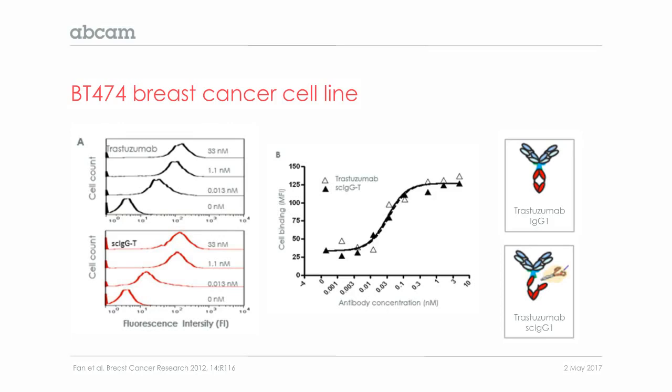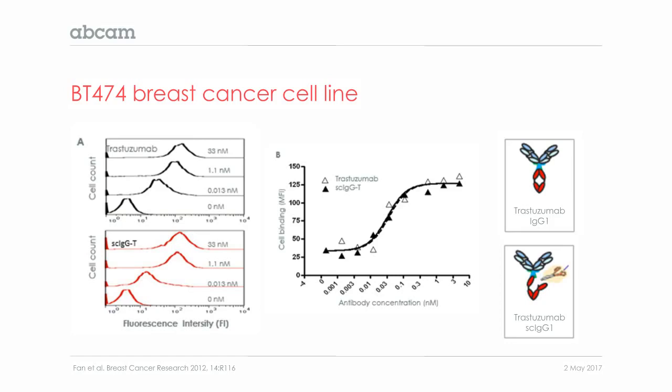We did a cell binding experiment. In panel A, you notice that both the intact trastuzumab and the single-cleaved trastuzumab can bind the high HER2-expressing cancer cell line BT474 with equal affinity. In B, you can see the binding curves overlap. So the single hinge cleavage did not compromise the Fab portion of the molecule that engages the HER2 receptor on cancer cells.